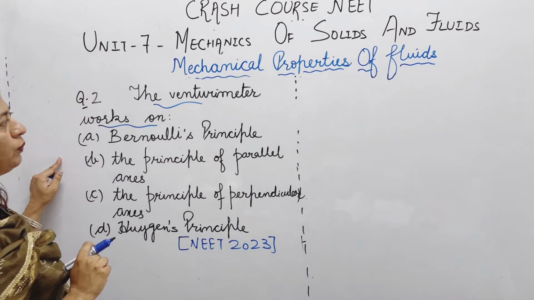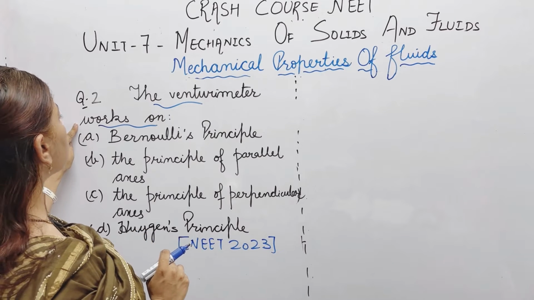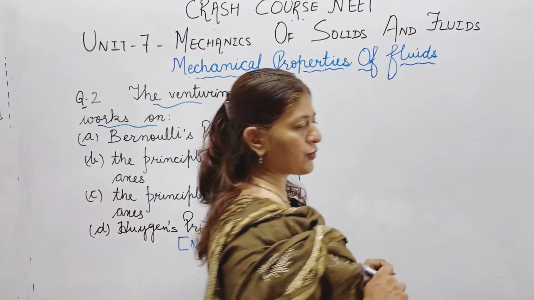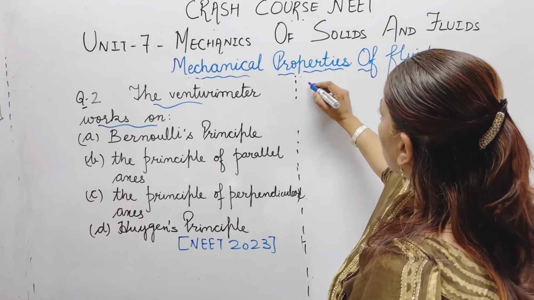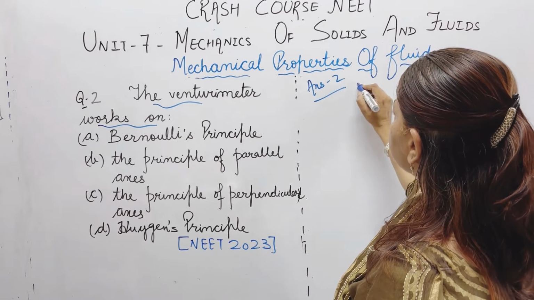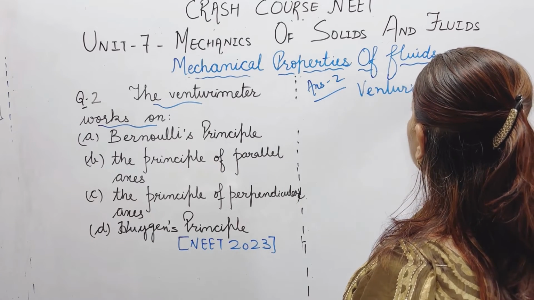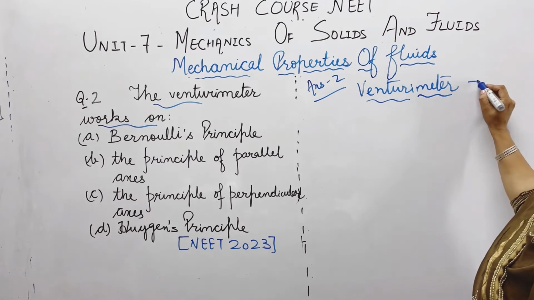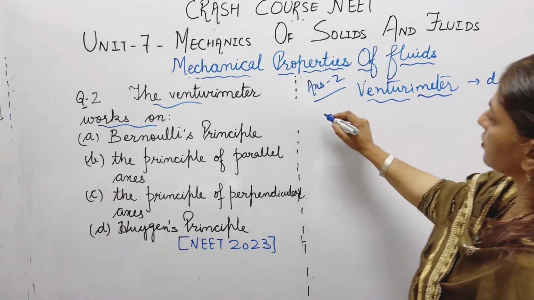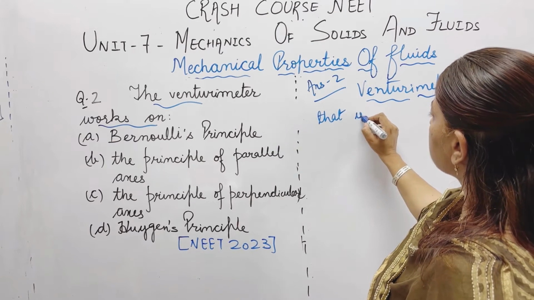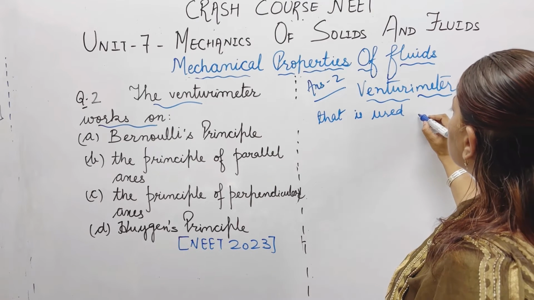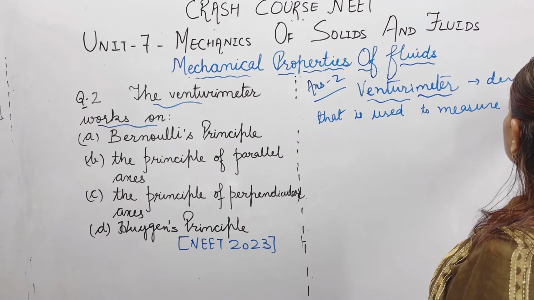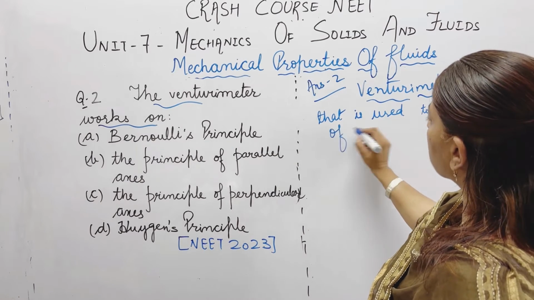Now is question number 2. The Venturi meter works on, and these four options have been given. This question has come in NEET 2023. When we are talking about the Venturi meter, it is a device that is used to measure the rate of flow of liquid, or you can say fluid.